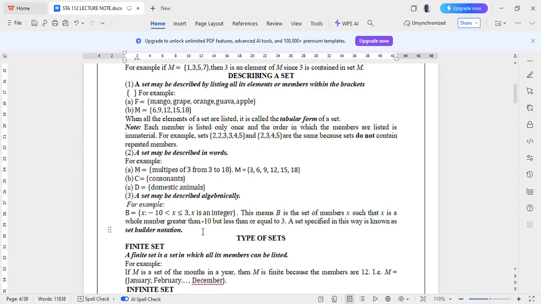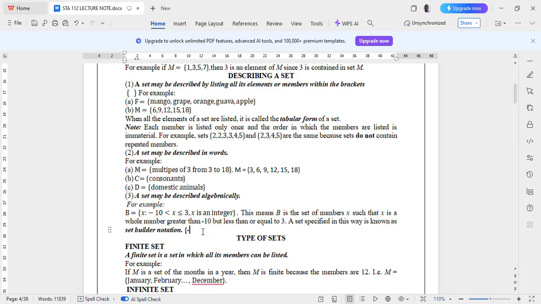Let me just do it here. The elements of this set. Now set x is greater than minus 10, less than or equal to 3. What are numbers greater than minus 10? These are minus 9. You know minus 9 is greater than minus 10.